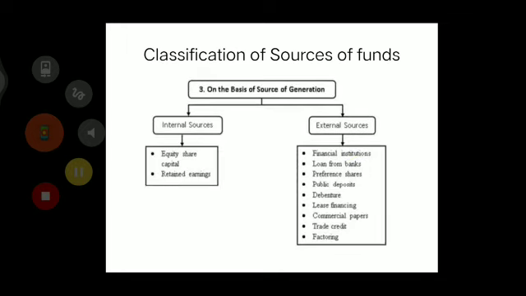The third classification is based on the source of generation. Where do we get these funds from? Internal sources or external sources?